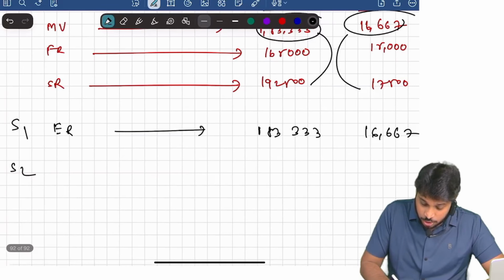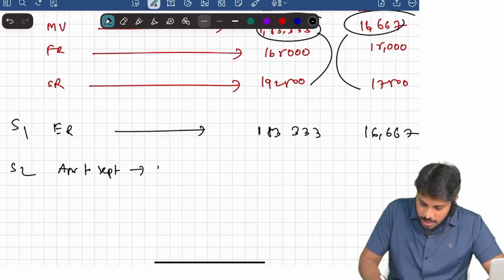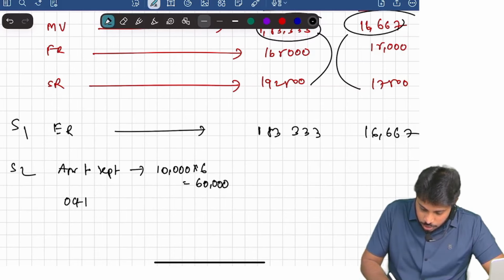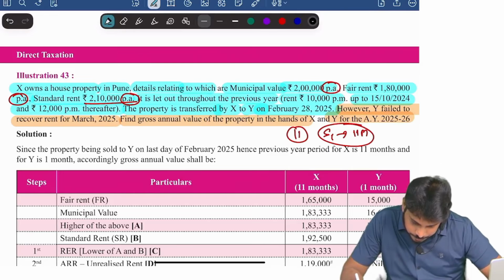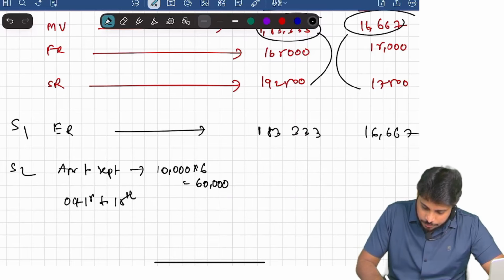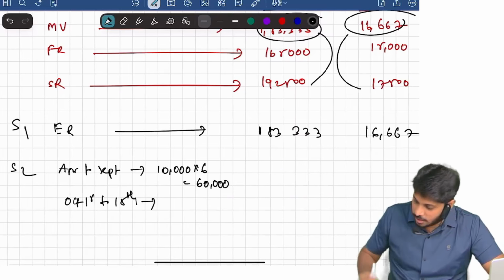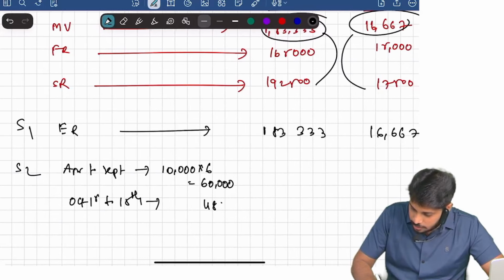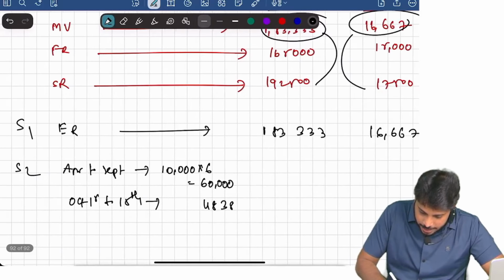April to 15th October. First I will calculate April to September. 10,000 per month multiplied by 6 months is equal to 60,000. Correct? October 1st to 15th, exactly 15 days. 10,000 into 15 divided by 31 is equal to 4,838.